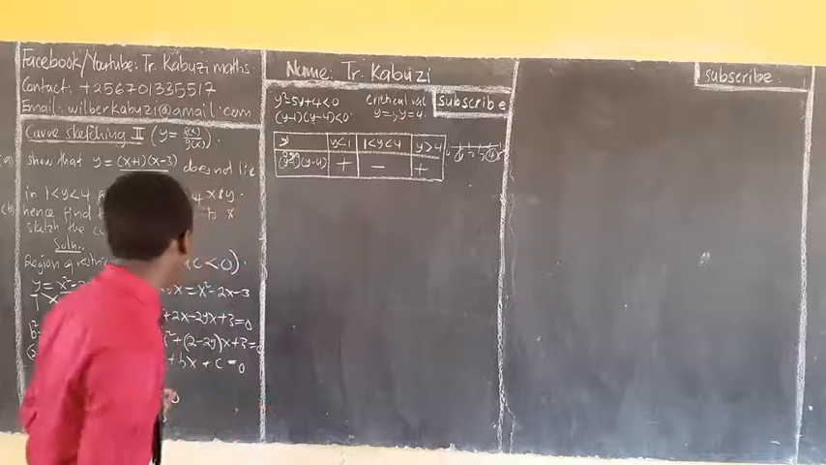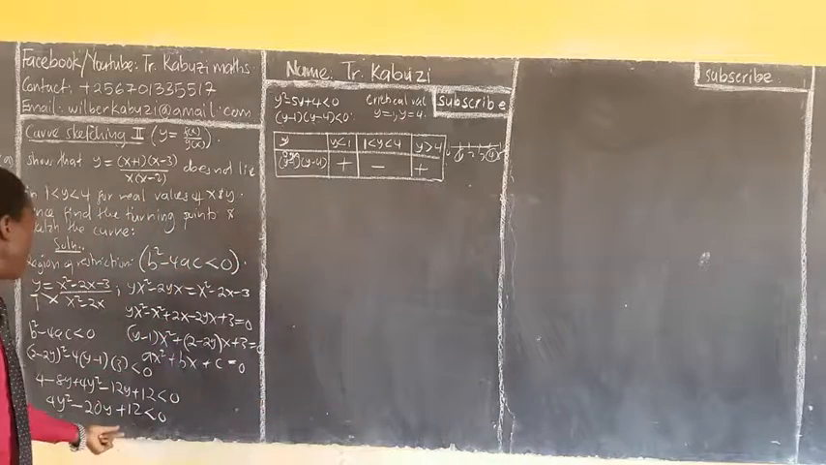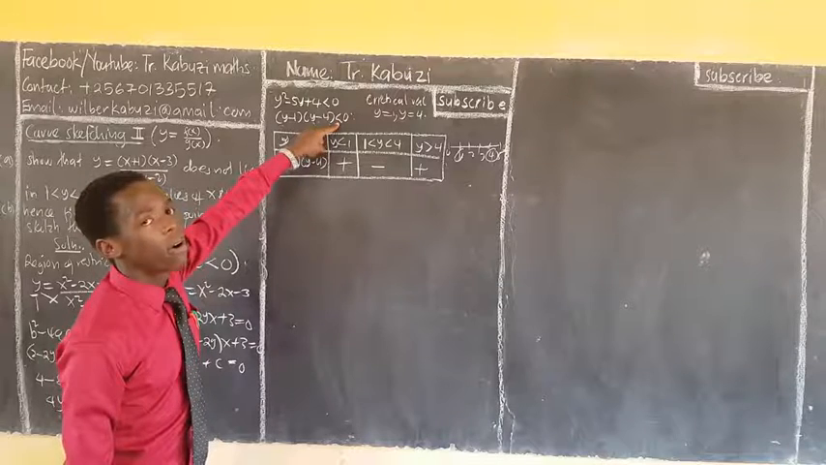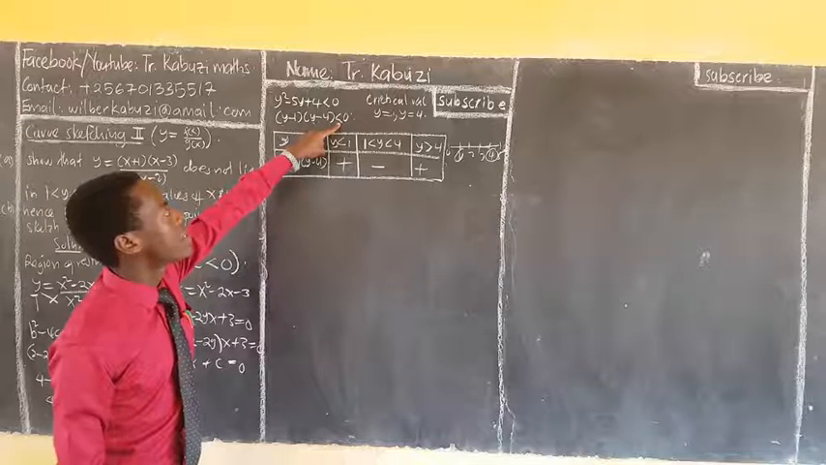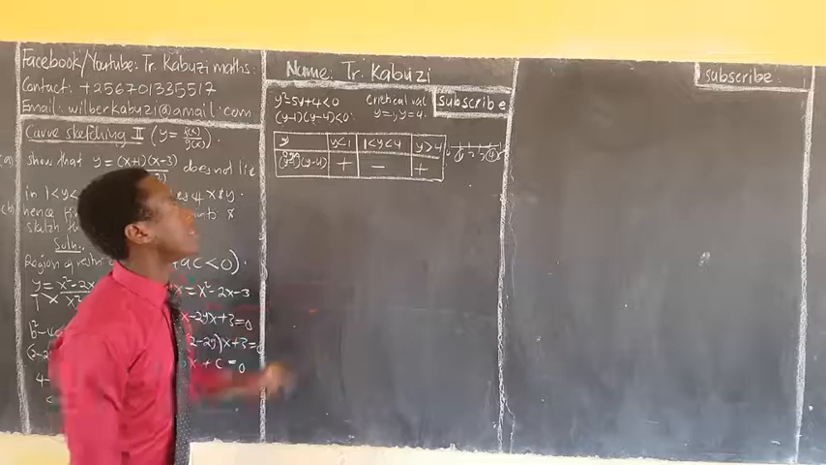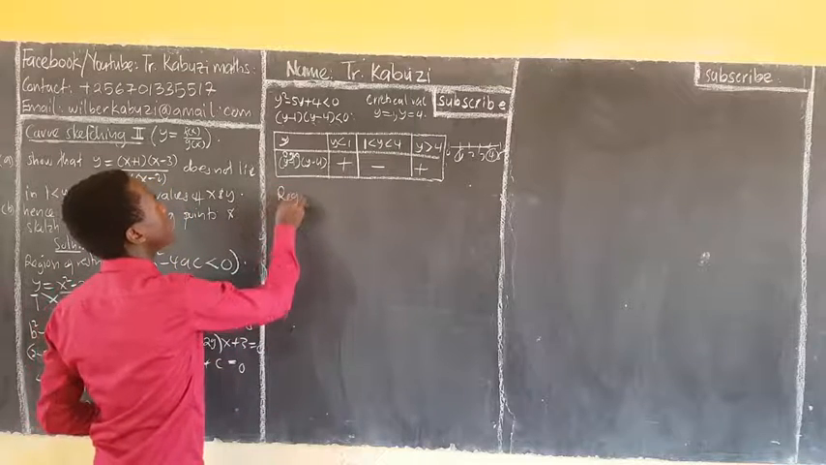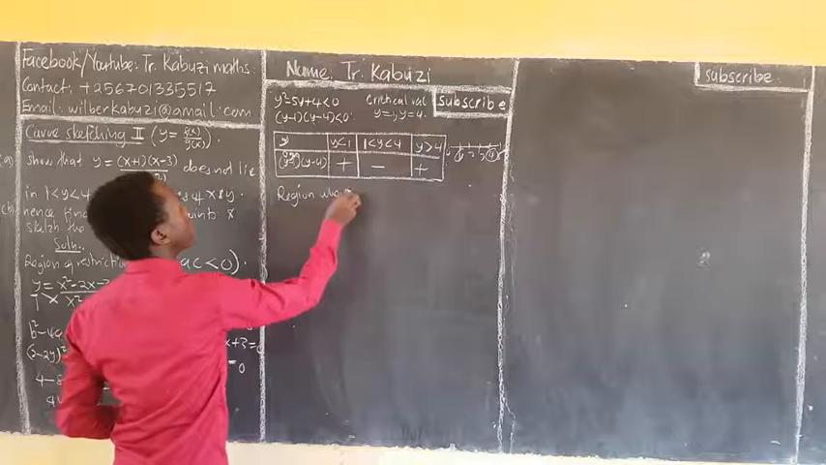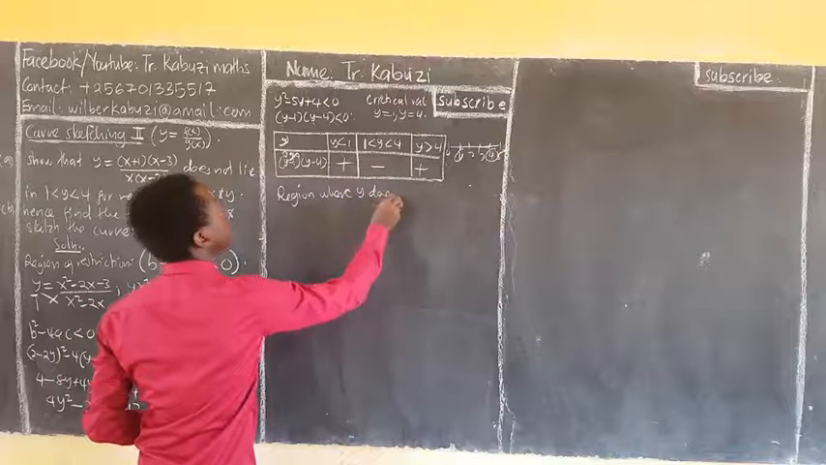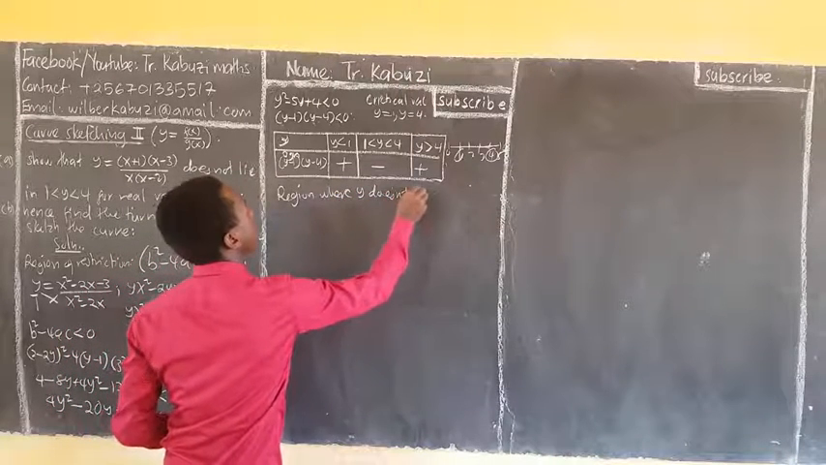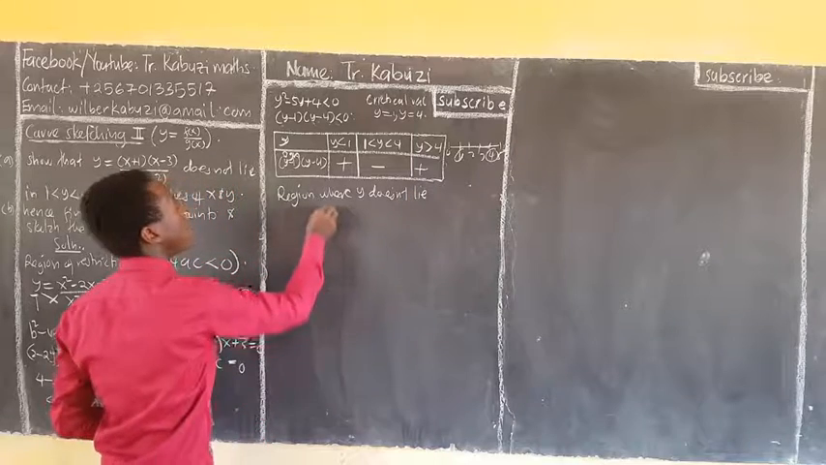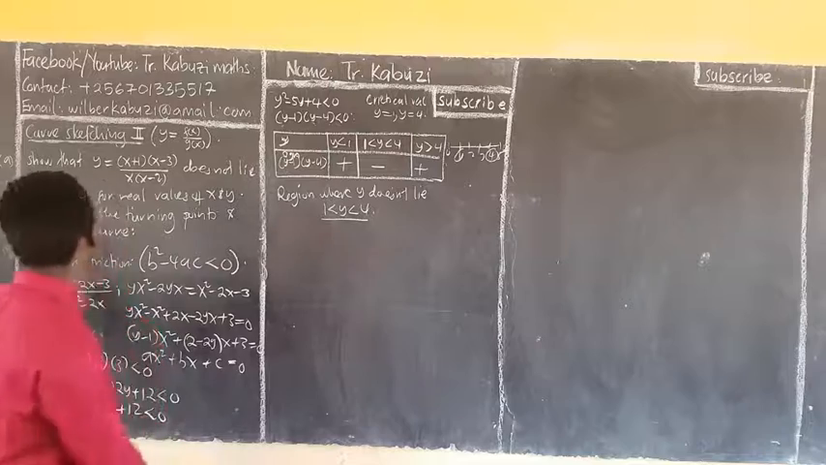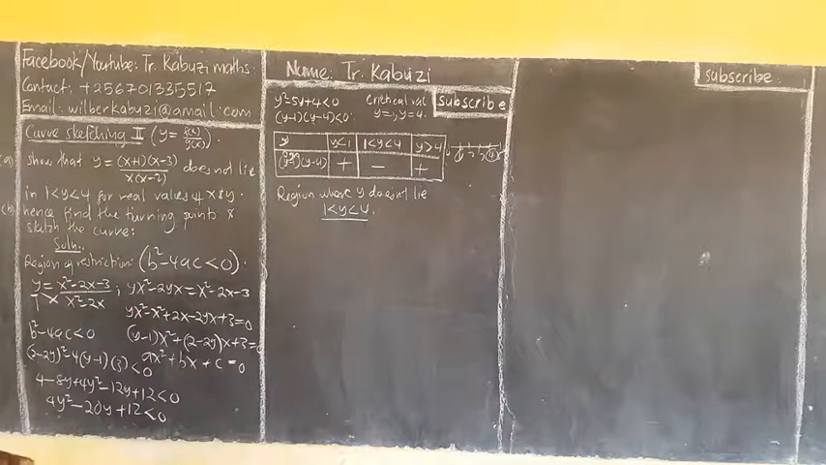But I say the region of restriction should be the one which is negative from here. The one which is negative. You follow the inequalities. The one which is negative is the region of restriction. Now my region where y doesn't lie is between 1 and 4, as the question says.